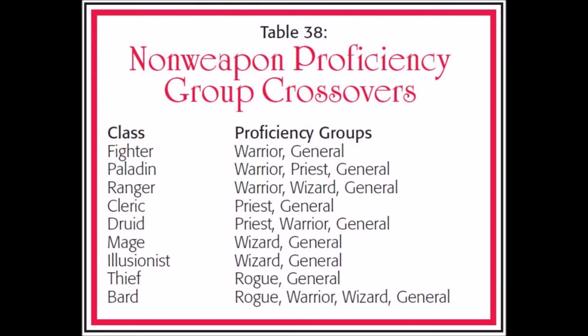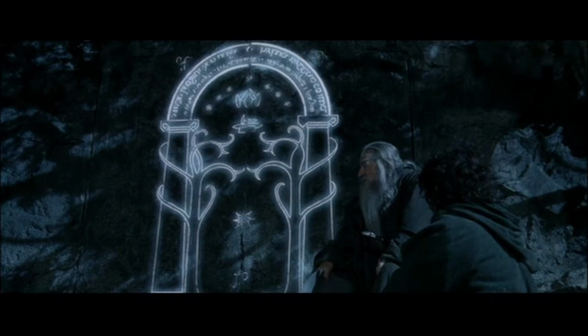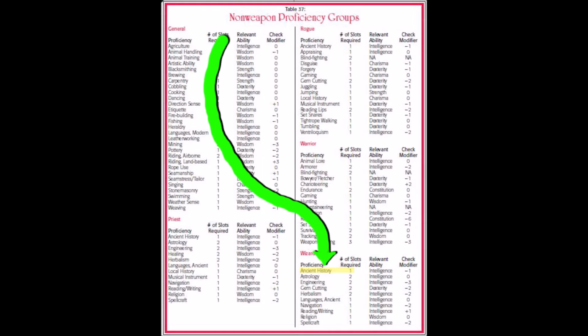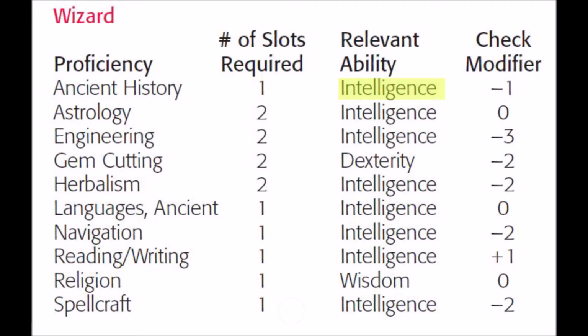I'll now give you an example of how non-weapon proficiencies are used. Say a wizard with a 16 intelligence wants to try to see if he can recall some obscure piece of ancient history that will help his party answer a riddle correctly. This wizard has already spent the slot to have the ancient history non-weapon proficiency, so his player rolls an ancient history proficiency check. As you can see, the relevant ability for that proficiency is intelligence with a modifier of -1.